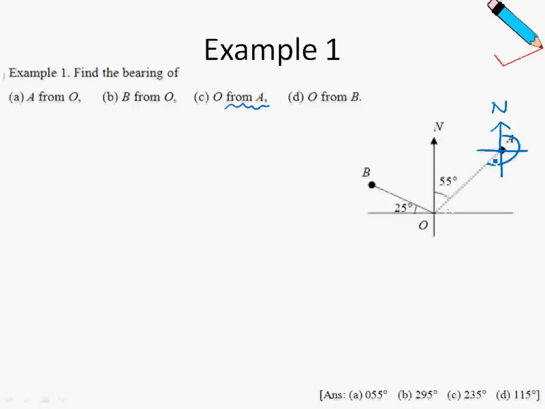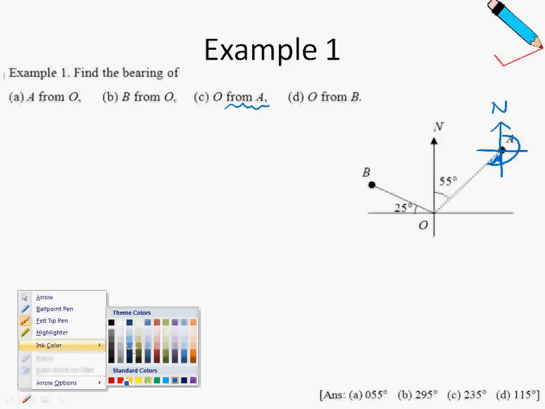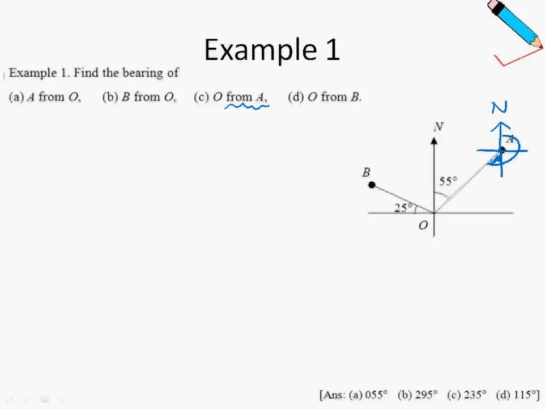How do I find this angle in particular? Let me make it more obvious to you by using a different color. Over here, take note that this is what we call vertically opposite angles. So this angle is the same as this angle, and so this is just 55 degrees. The remaining blue angle here is 180 degrees. So the bearing of O from A is just 180 degrees plus 55 degrees, which gives me 235 degrees.